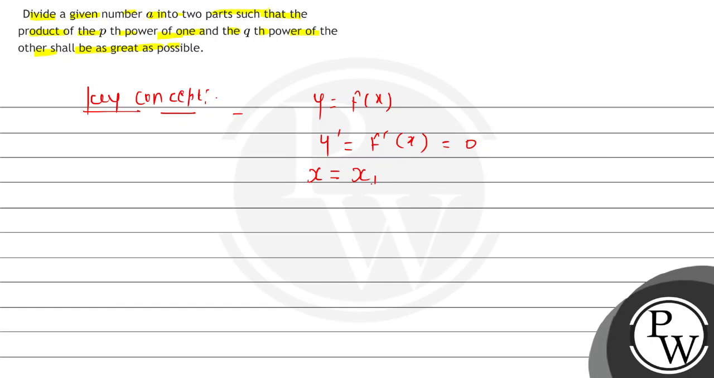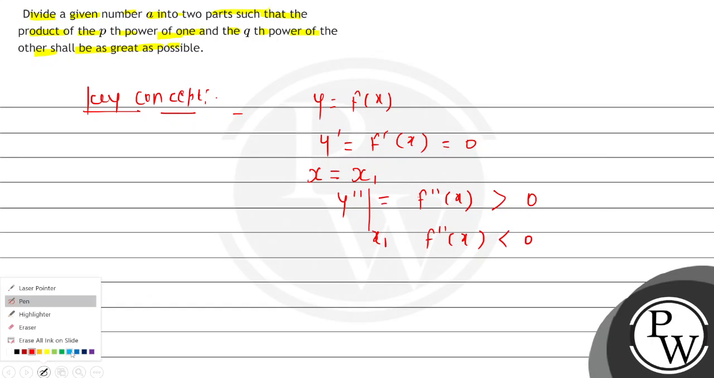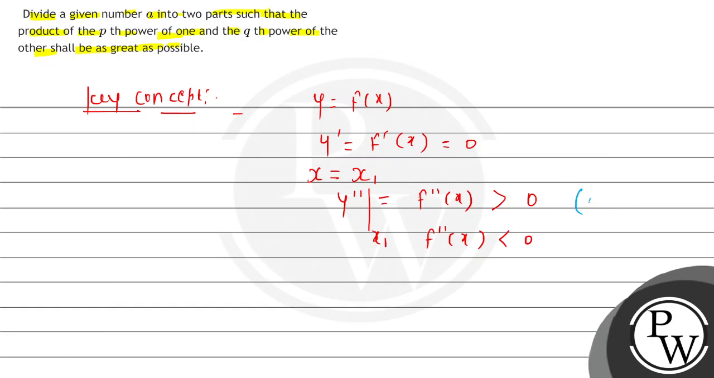Suppose we are getting x equal to x1. Then we'll take the derivative with respect to x again, and put this value into that equation. If this gives a positive value, it means it will be giving the minima at this point x1. And if it is giving a negative value, then it will be giving the maxima at this point.